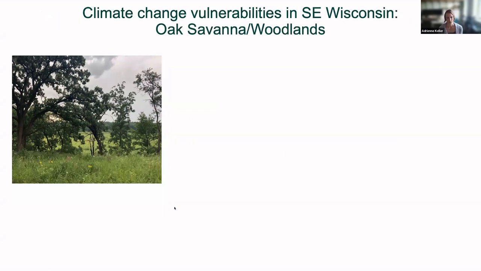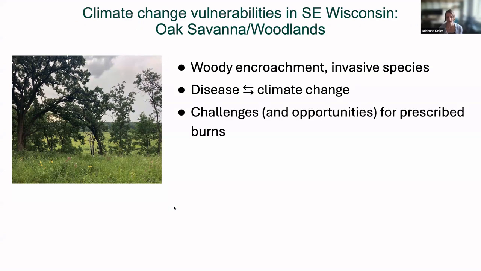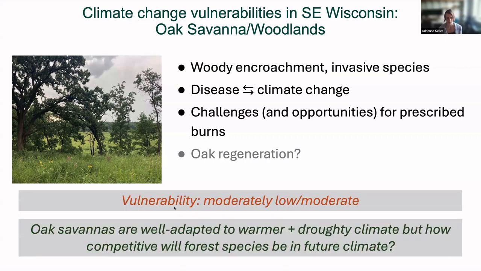Just as you all are doing, we then wanted to ask, what are the climate change vulnerabilities in these ecosystems in southeastern Wisconsin? We identified that these oak savannas and woodlands were susceptible to woody encroachment and invasive species, and to disease, but there's a complicated interaction between disease and climate change. There were both challenges and opportunities for prescribed burns. And a real unknown was how well oaks would regenerate on this site and throughout the region.